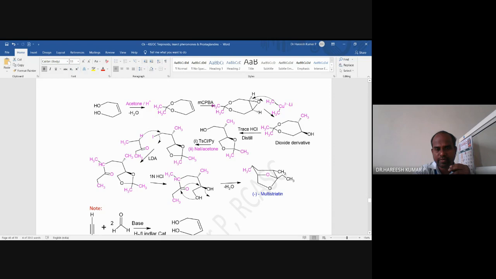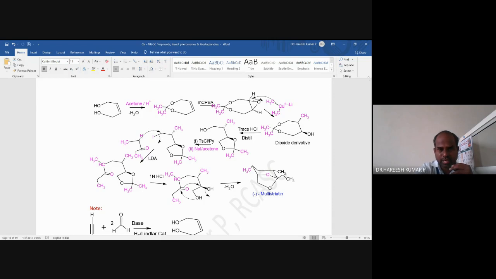Once the vicinal diol is obtained, just on heating, there will be a removal of water. How is the water removed? The bond pair, meaning the bond between the oxygen and hydrogen, or maybe a lone pair, will attack the carbonyl carbon, and this bond pair forms a bond between this oxygen and this carbon, and this OH is going out. So one H from here and OH from this will go out, and it cyclizes forming multistriatin. So this is about the two methods of preparation of multistriatin.